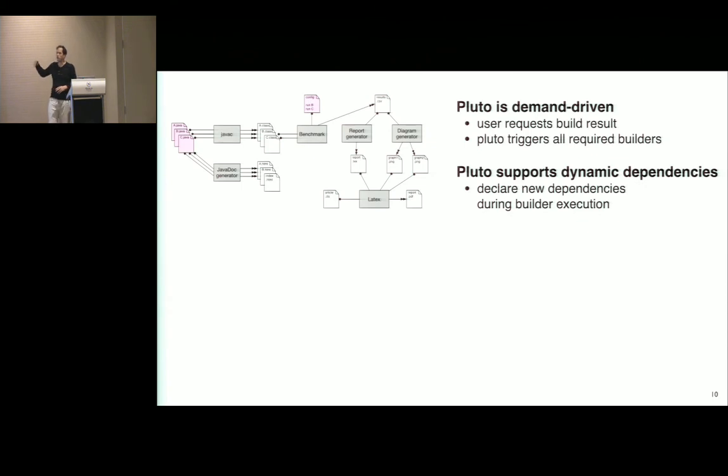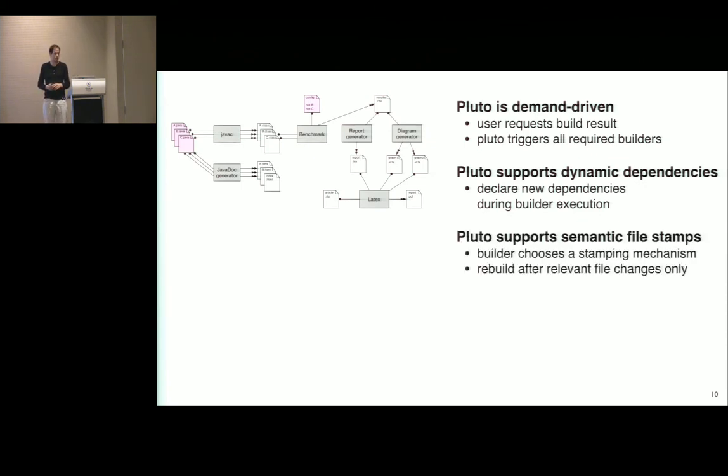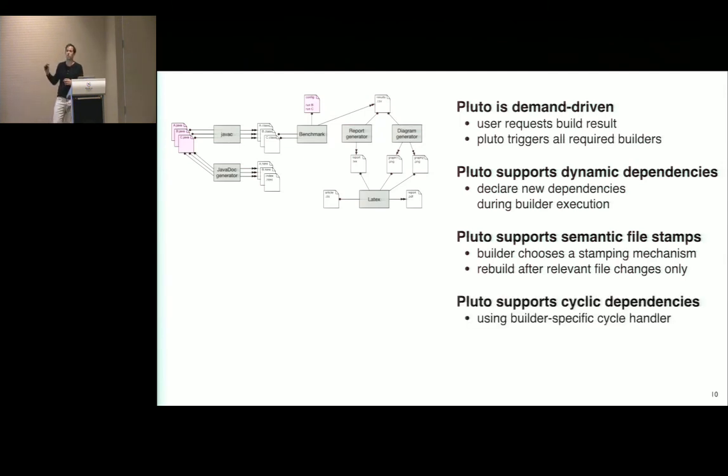As I just explained, we're using dynamic dependencies. Another feature is that we have semantic file stamps, so we're not necessarily relying on something like timestamps or file hashes, but the user can actually decide what stamps to use. And finally, we support cycles. So there's cycle detection, and you can program your own cycle handling.